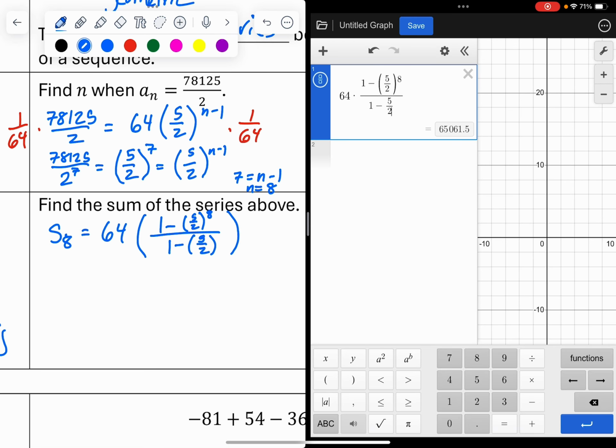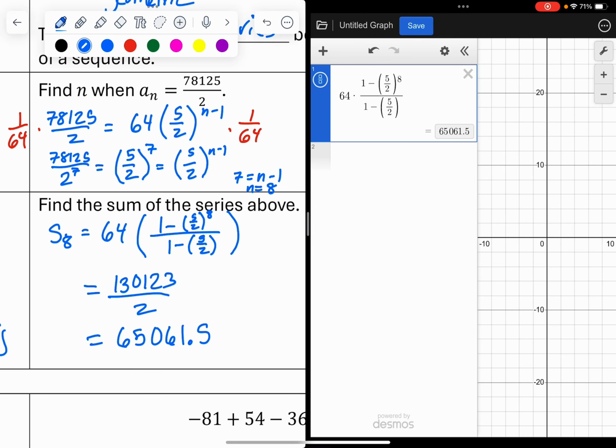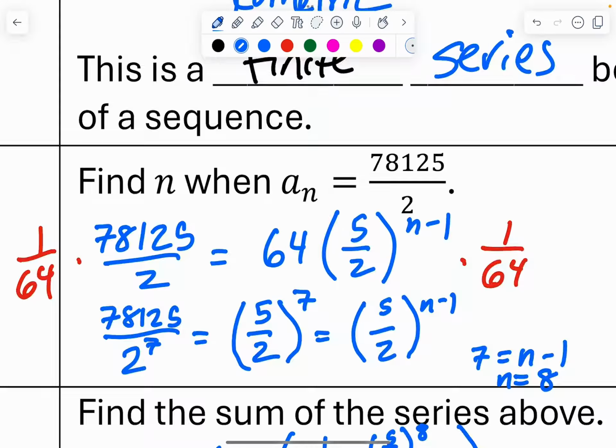5 over 2. This one, well, same idea. Let's practice with parentheses here. It didn't change anything, but there we go. Let's see, does it give us a fraction? Okay, this would be exactly equal to 130,123 over 2, which actually is equal to 65,061.5. All right, there we go.